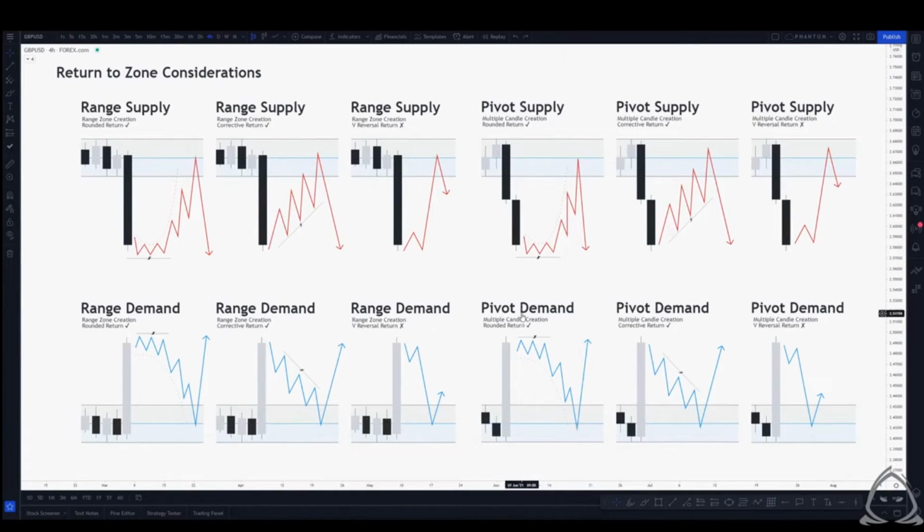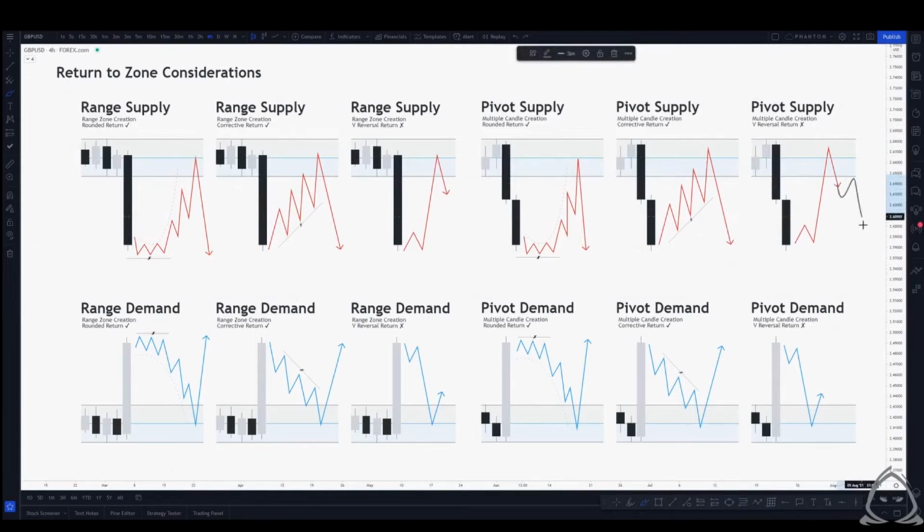These will always be, in my opinion, your highest probability setups, as well as the corrective return into a pivot supply or pivot demand. And then again, we have the pivot V reversal return, which is aggressive. We see basically that very quick reversal back into the supply zone. Generally speaking, these models don't tend to work out this return, and if you do tend to find this, it's better to stay out of the trade and look for something a little bit differently.